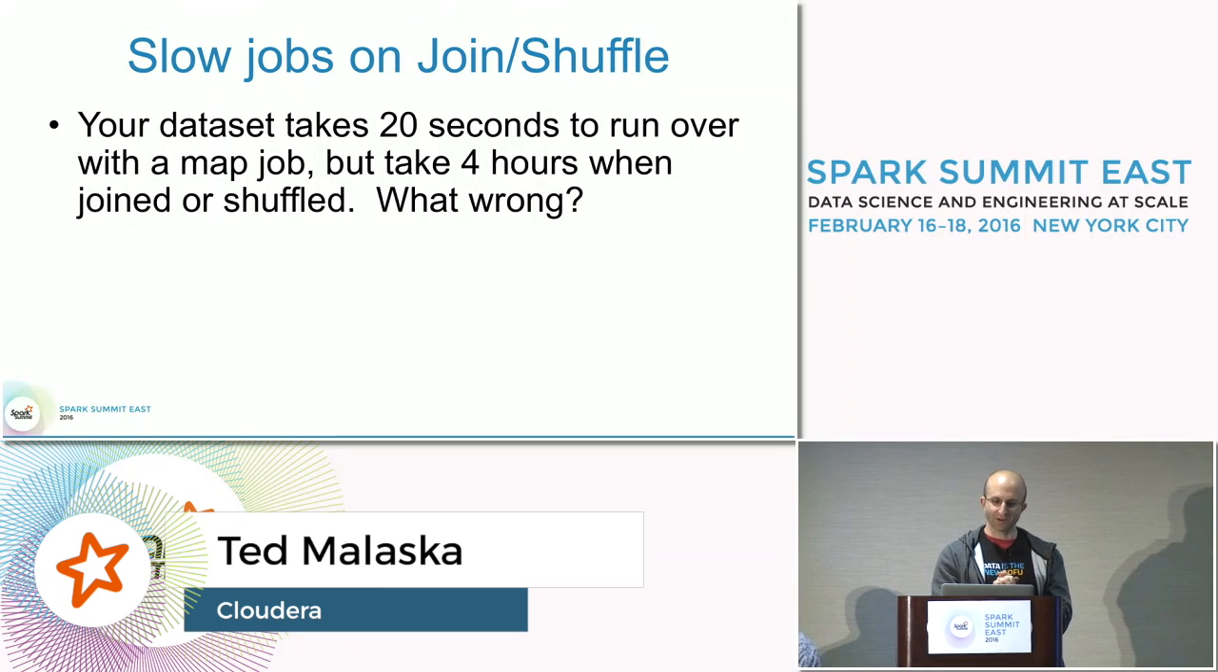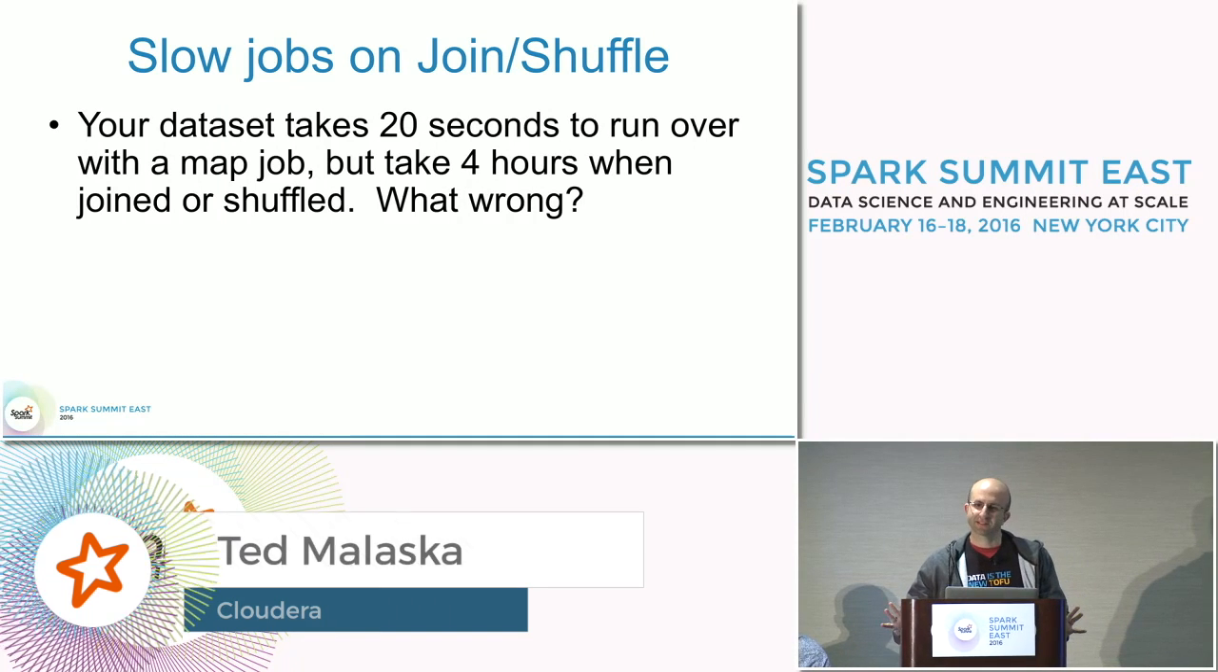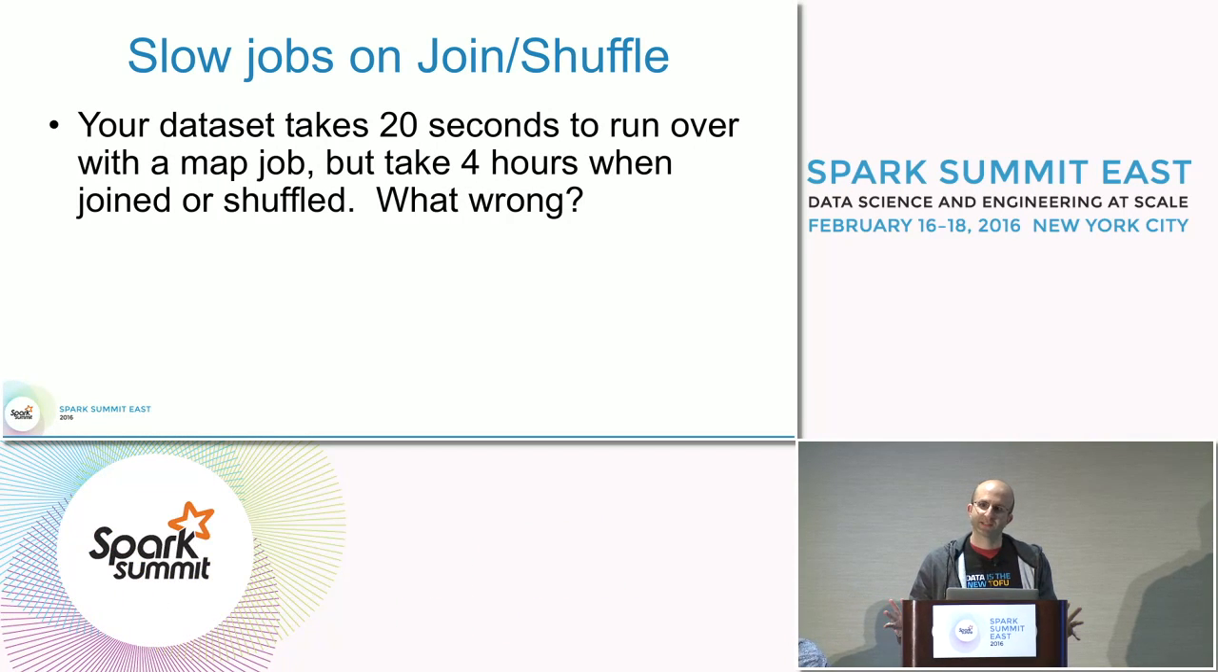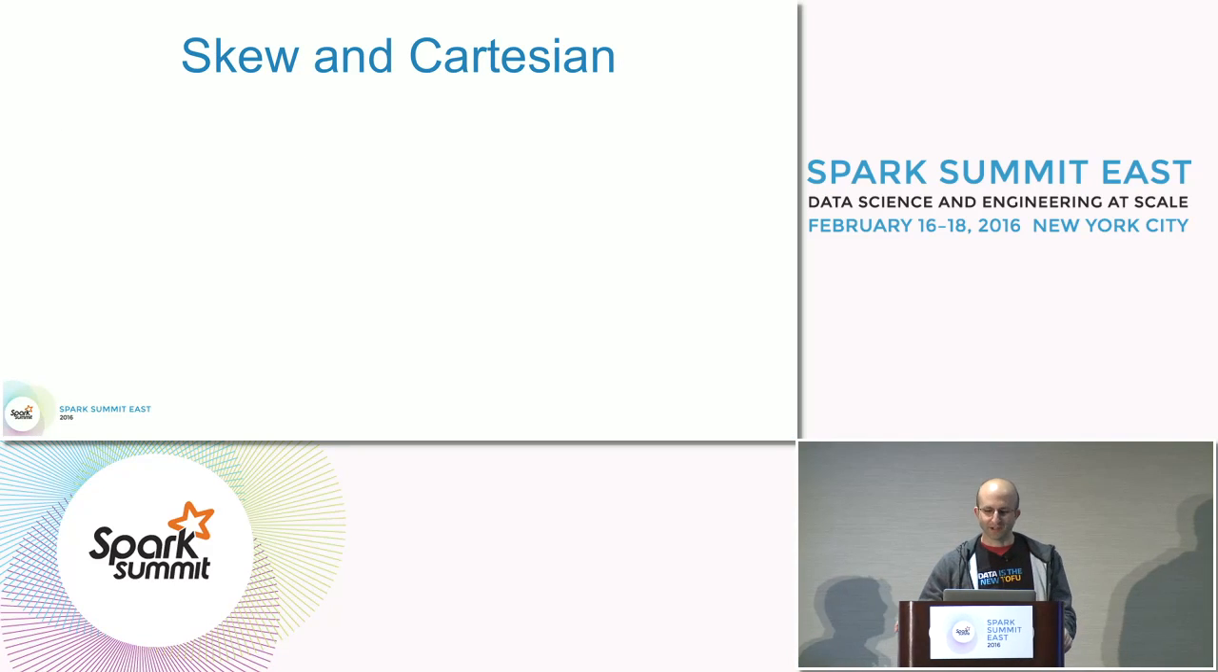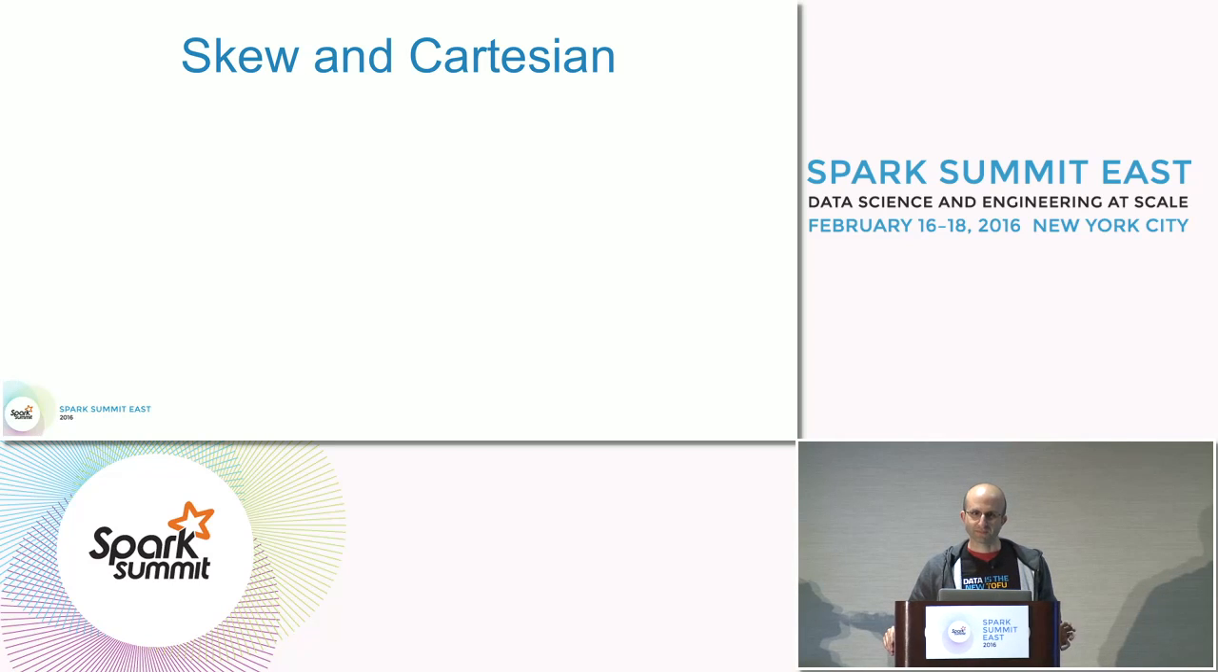Okay, now this happens all the time. When I'm at client sites, if I can't make your job run 10 times faster, I really feel defeated. So the next couple of mistakes are going to be related to that. So you have a data set that when you do a map job on, it takes 20 seconds. But when you do any type of join or shuffle operation, it takes like 4 hours, right? So what's wrong? You're probably doing a skew or a Cartesian, okay?